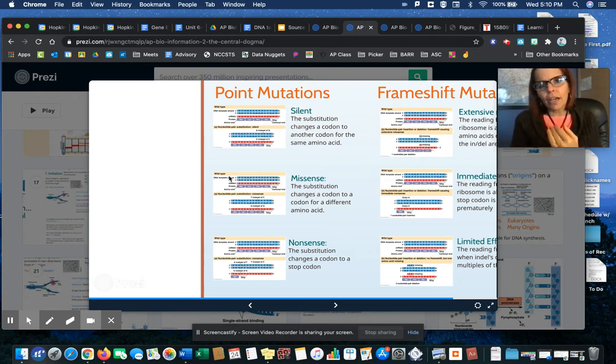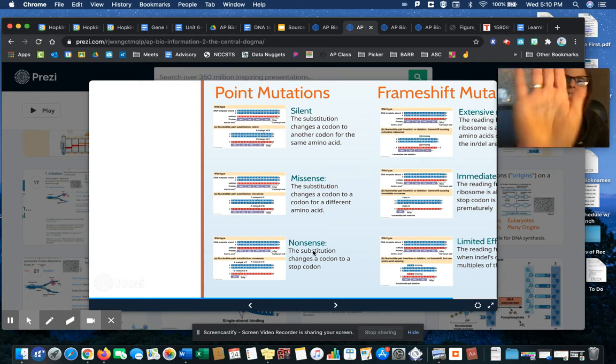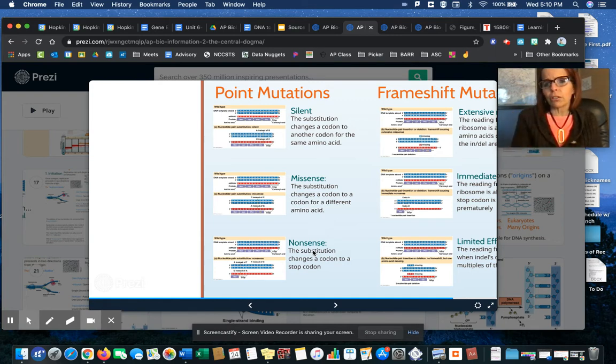That's where we actually have the wrong amino acid, and that is especially a problem if the amino acid is different biochemically. And then nonsense. Stop your nonsense, ladies and gentlemen. Just stop. So that's where the change, the mutation in the DNA actually causes a stop codon to be there prematurely. So you should be thinking about if the mutation happens early in the mRNA or DNA, or if it happens later in the DNA, what impact that has on the protein.